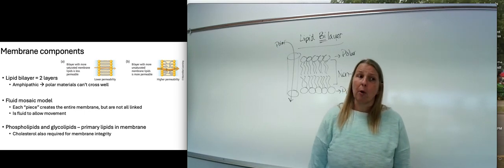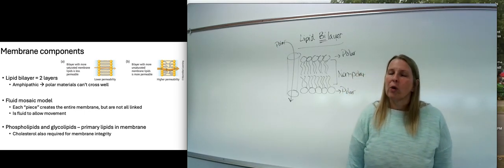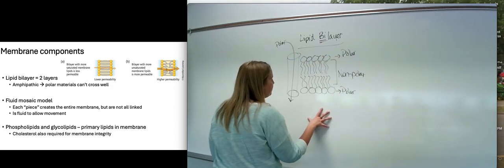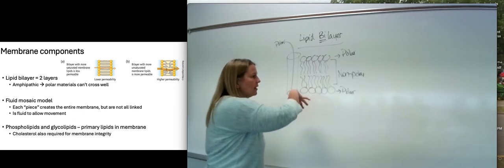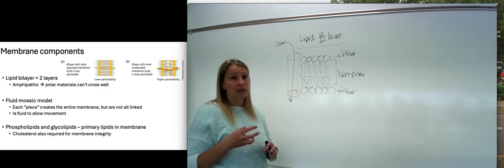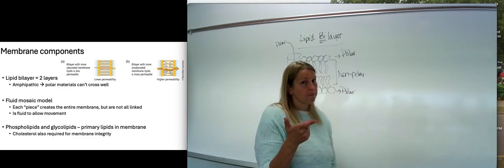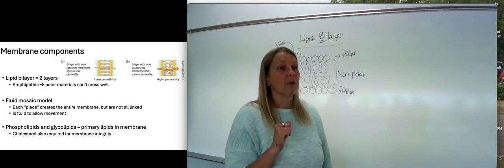Okay, but going back to membranes, we talk about the membrane as what we call the fluid mosaic model. So the fluid comes from the fact that a membrane has a little bit of movement and fluidity to it. Too much movement is a bad thing. Too little movement is a bad thing. And that's going to relate to what we talk about when we talk about cholesterol.